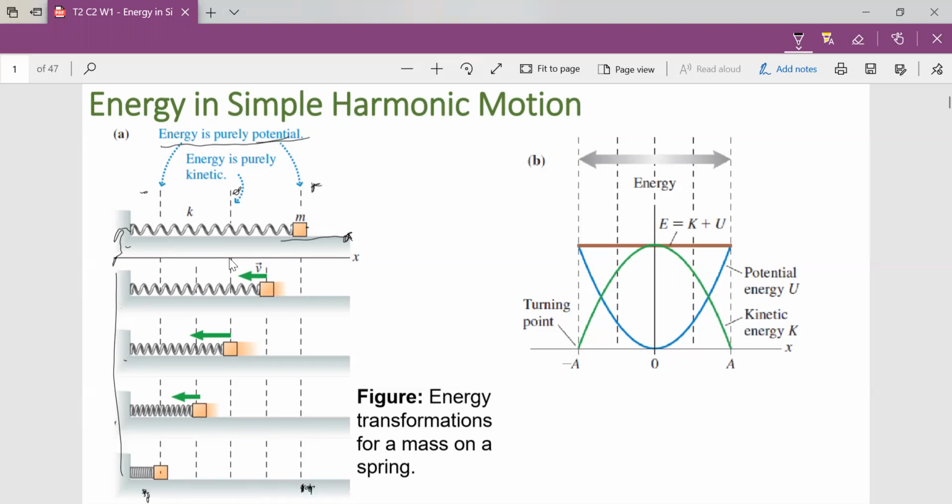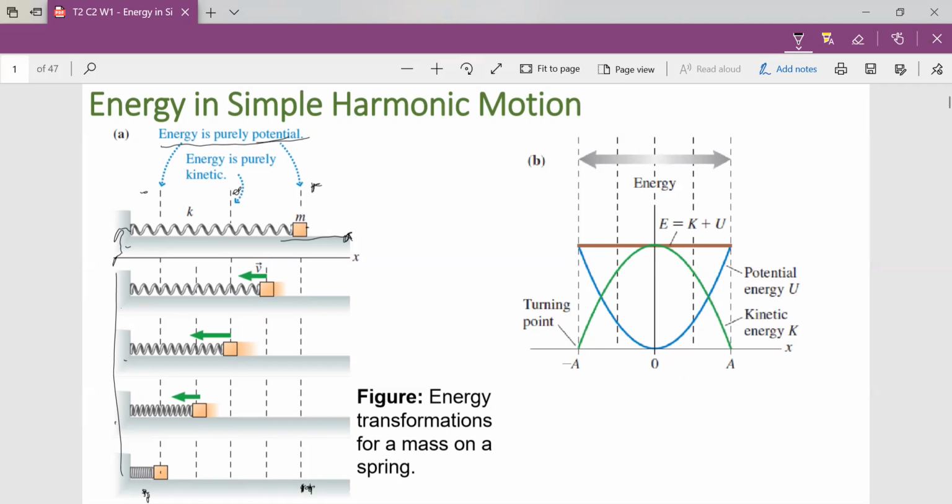Then in transit, while the spring is in motion with the mass, we have purely kinetic energy. We know kinetic energy is the energy of objects in motion, while potential is for objects at rest. So before it starts it is at rest, and then when it gets to the end, before it goes back, it is also at rest position.